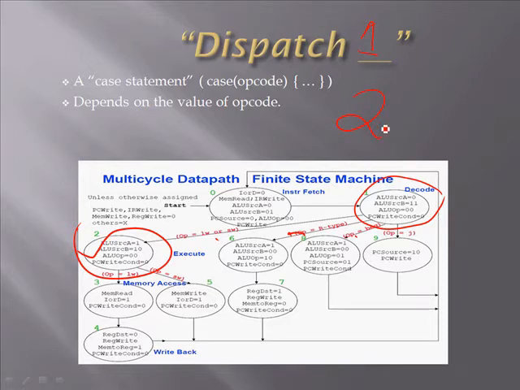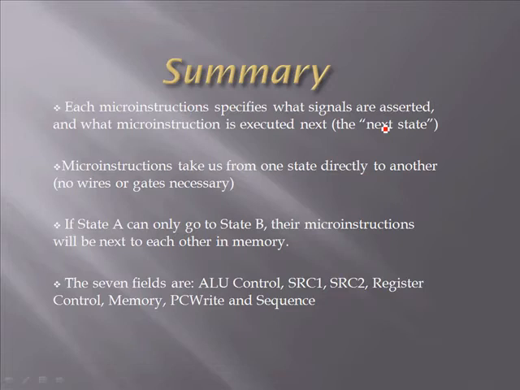Alright. So to summarize, each microinstruction specifies 2 things: which signals need to be asserted for its corresponding state, and the microinstruction that needs to be executed next. Microinstructions are useful because they allow us to go from one state directly to another without the extra complication of wires and gates and flip-flops, etc. This is great because now if we want to incorporate the entire MIPS instruction set, all we have to do is add more microinstructions, which is much simpler than if we were using all those other tools like flip-flops and things of that nature.